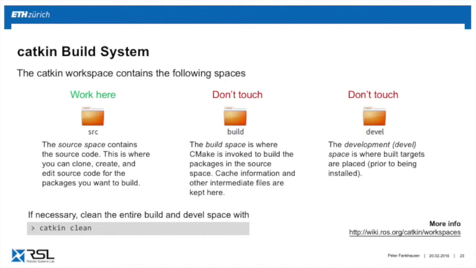If you run into trouble, once something is mixed up, you changed too many things and you're not sure, you want to build from scratch, you can type in catkin clean, which wipes out the build and the devel folder. It doesn't touch your source folder, but then you can rebuild from scratch again.